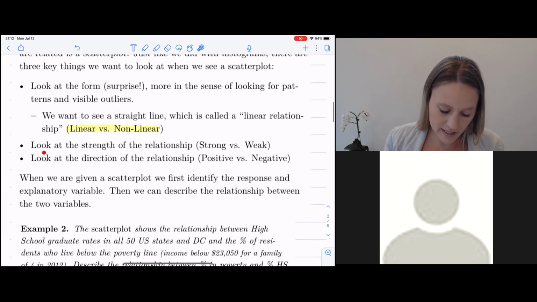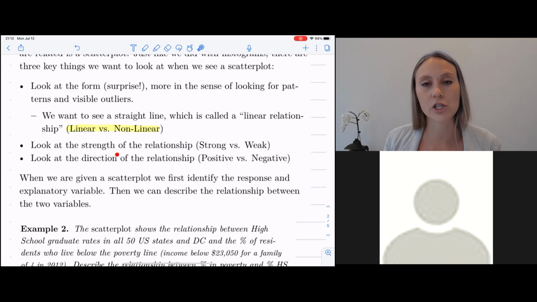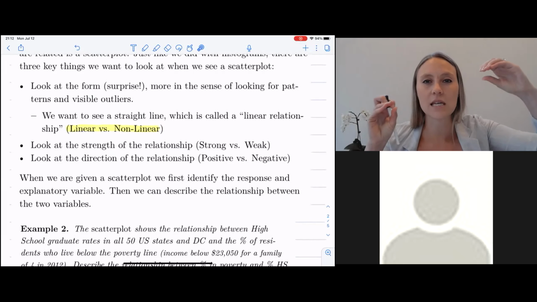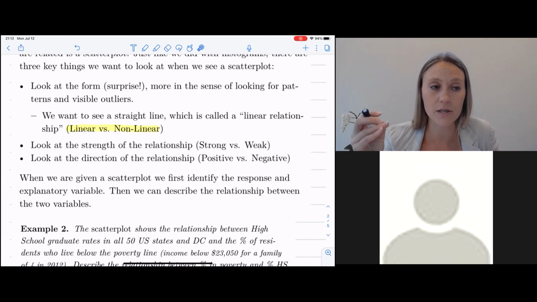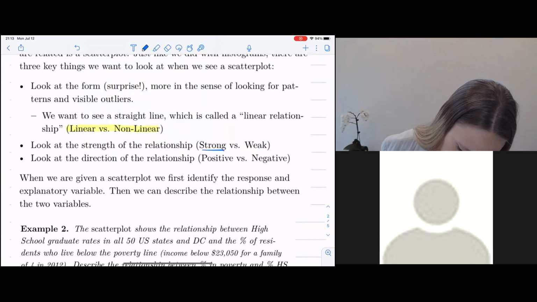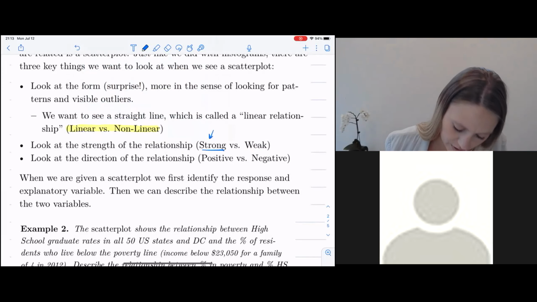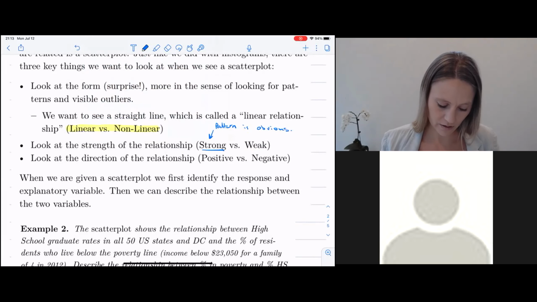Okay. Next thing we're going to look at and consider is the strength of the relationship. A strong relationship is when we can really see the exact pattern and they all seem to follow some pattern and it's very, very obvious, right? Whereas a weak pattern, maybe the pattern isn't as obvious, right? And so here, for a strong relationship, the pattern is obvious. Okay.